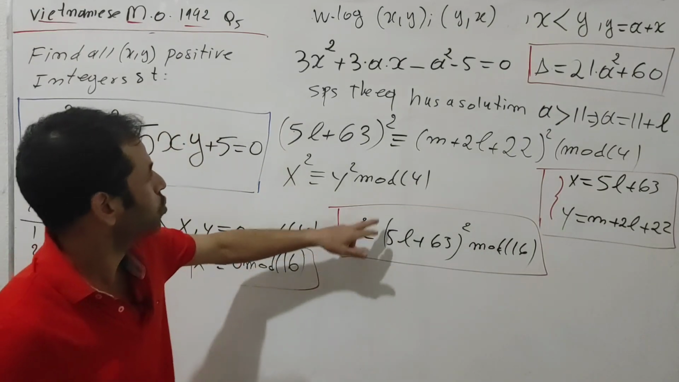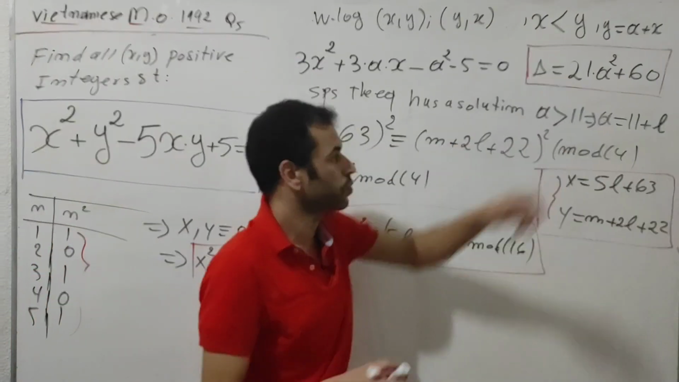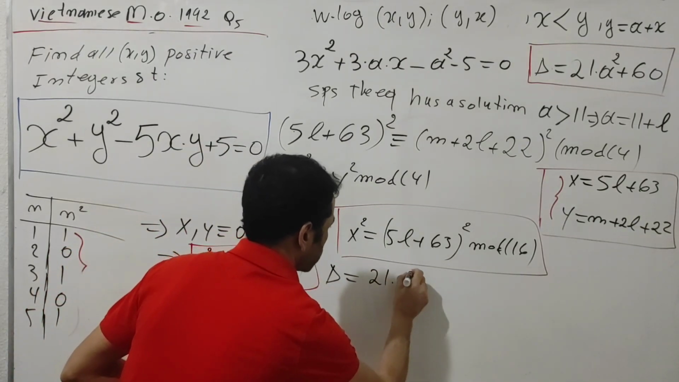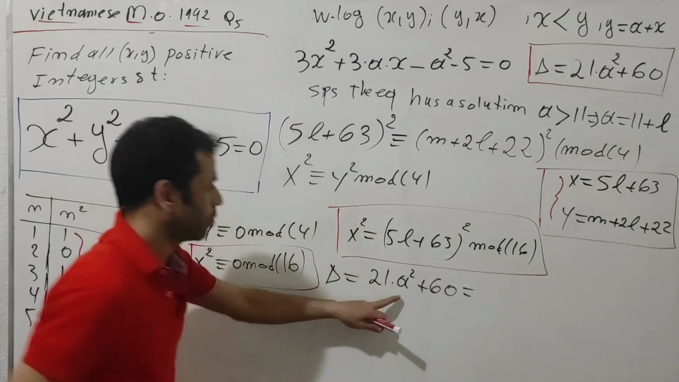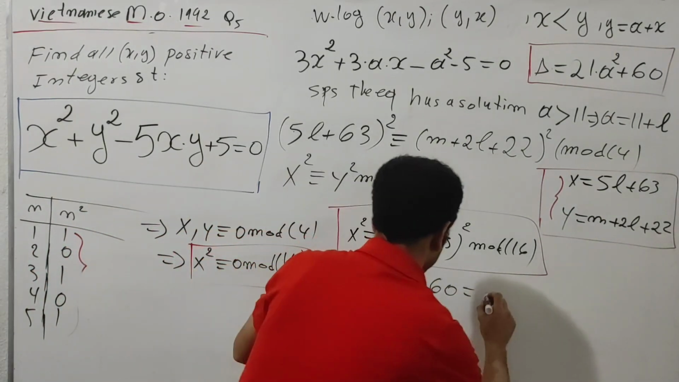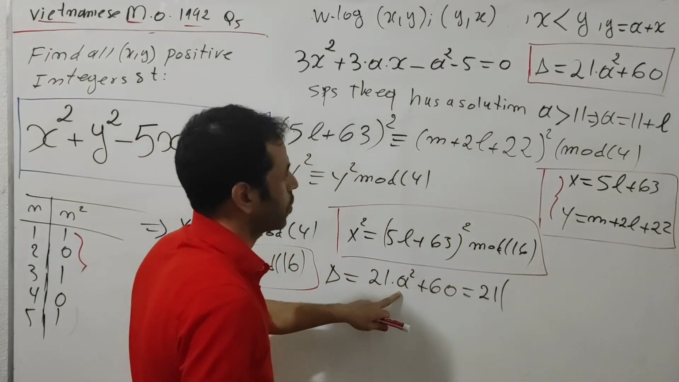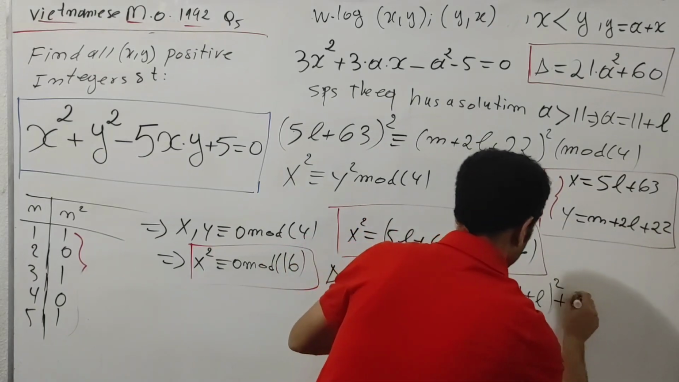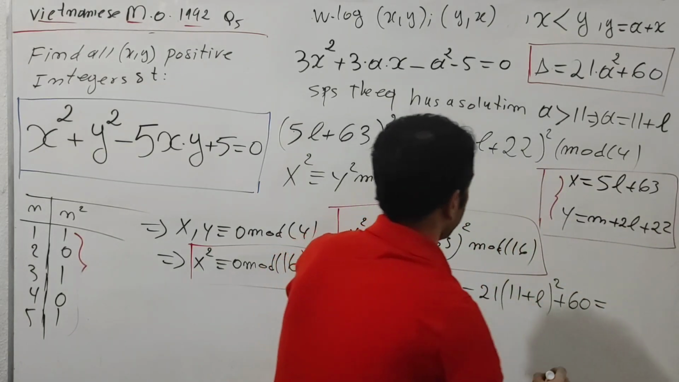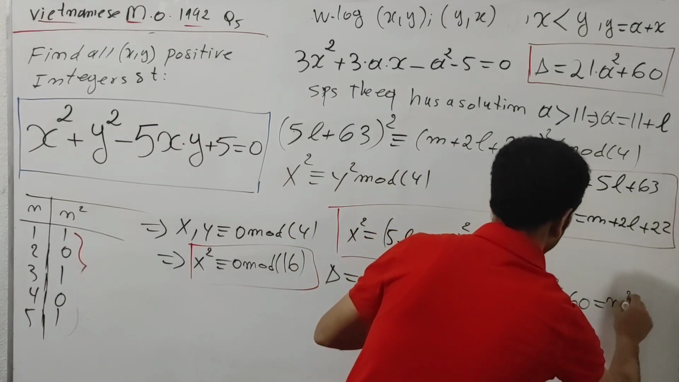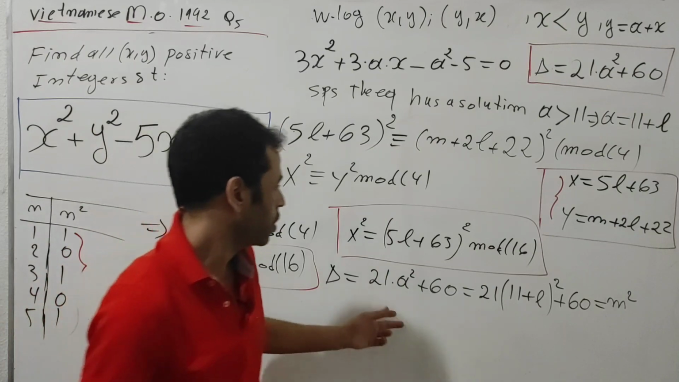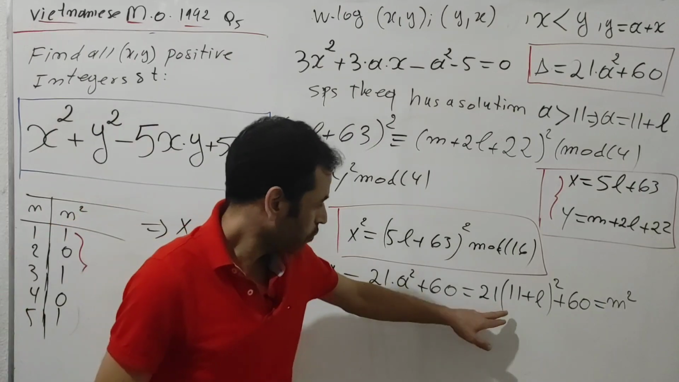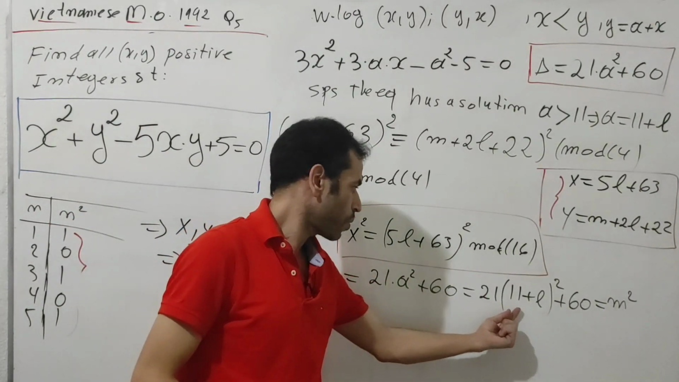Now I'm going to go back to the original equation, this one. We have delta equals 21 multiplied by a square plus 60. I'm going to replace a with its value. We'll have 21 multiplied by (11 + L) quinary square plus 60 equals m square, because by assumption I put this one as a perfect square equal to m square as I had before. If you look carefully at this term, we have 11 + L.